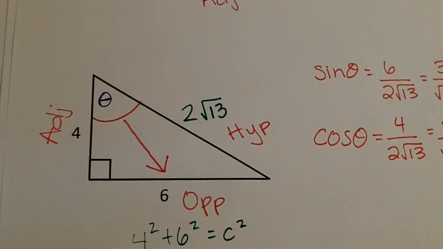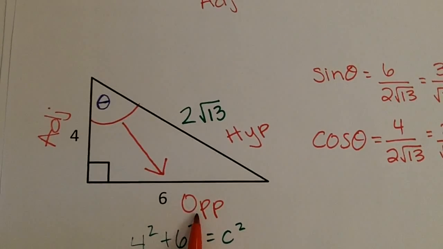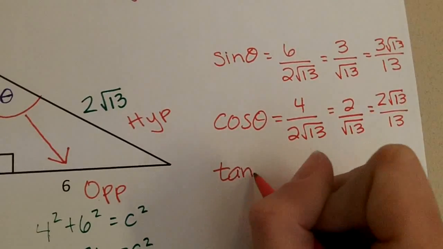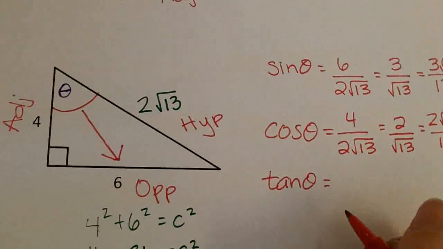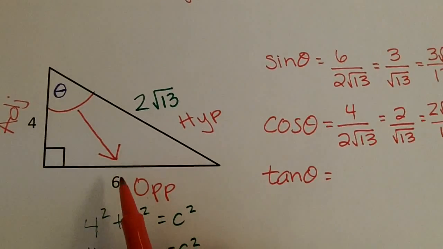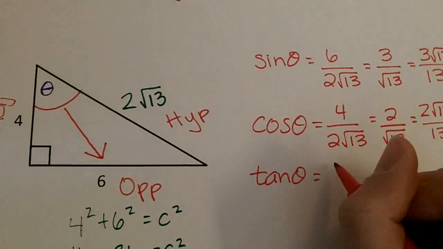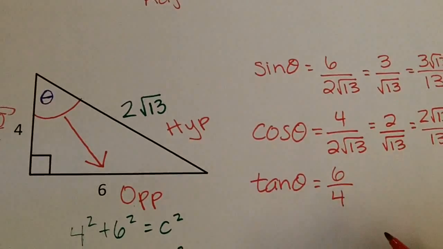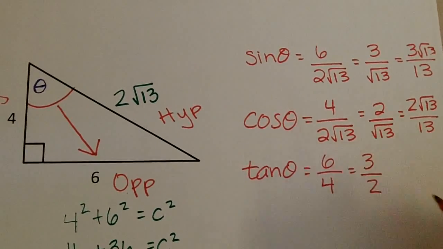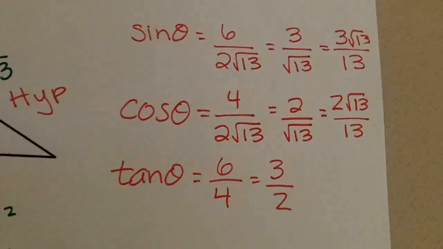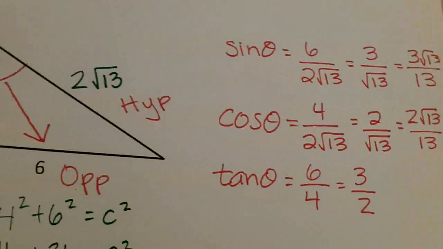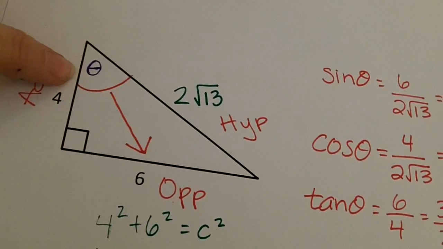The last one is tangent, and if you remember, it's the opposite divided by the adjacent. So the tangent of theta for this triangle, or in this angle, is 6 divided by 4. 6 over 4 reduces to 3 over 2. And that is the sine, the cosine, and the tangent of this angle.